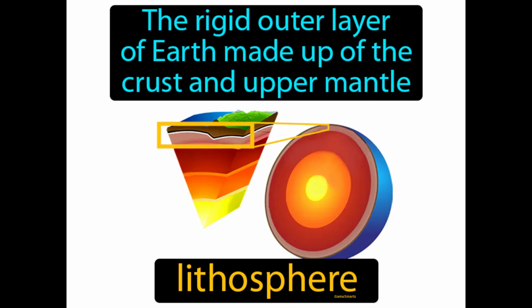The rigid outer layer of Earth made up of the crust and upper mantle. Lithosphere. The lithosphere is the solid, outer part of Earth that includes the crust and the uppermost mantle.